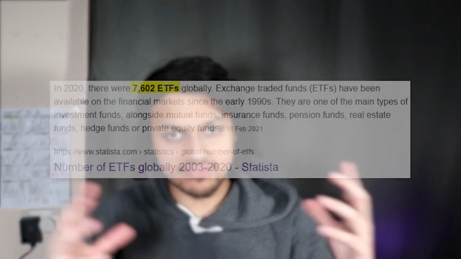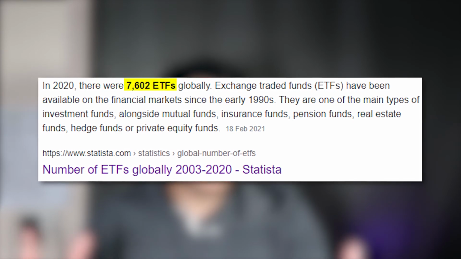So hopefully by now you understand the general gist of how to research ETFs. As of now, there's literally hundreds of ETFs out there, possibly even thousands globally. So hopefully this can be a good guide for you guys to start from.